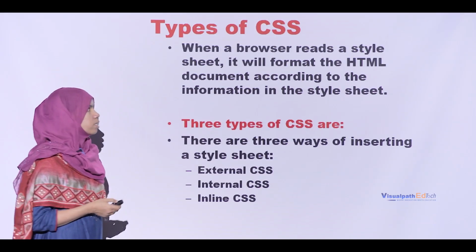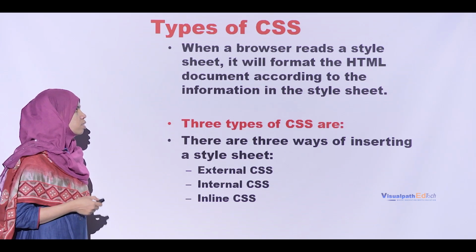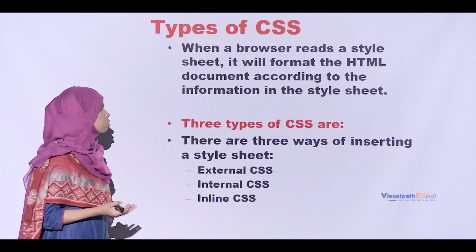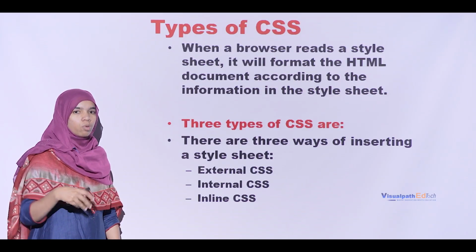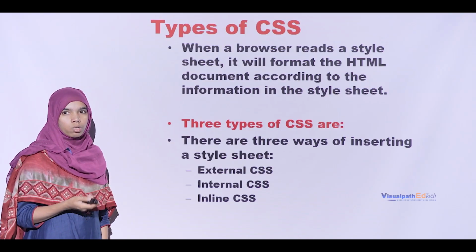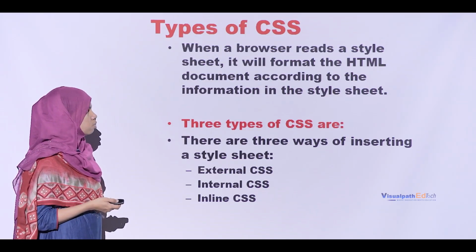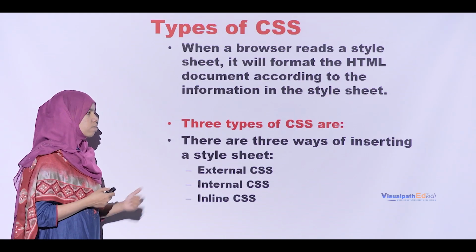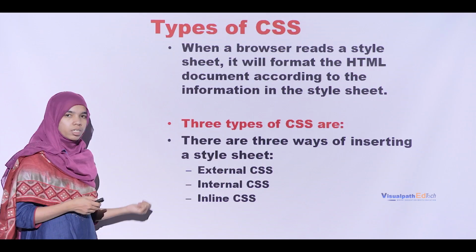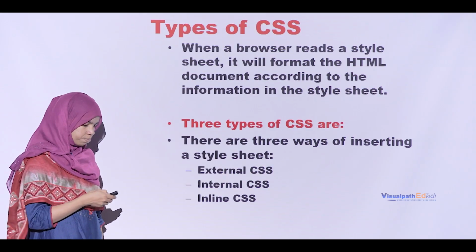Now, we are having various types of CSS. What are the various types of CSS? CSS basically helps the user to style the sheets and look more attractive, giving a good format of reading for the user. Basically, we are having three types of CSS: external, internal, and inline.